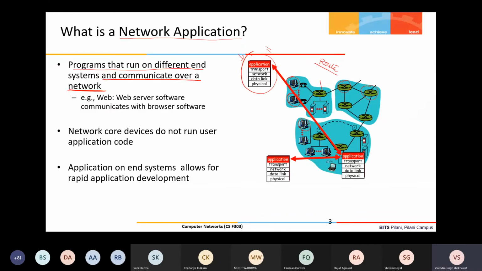And this is related to the internet architecture's end-to-end principle, right? End-to-end principle means the entire complexity is handled at the end host only, right?